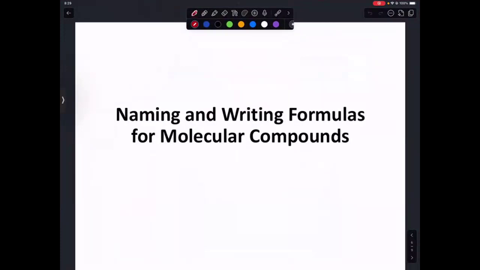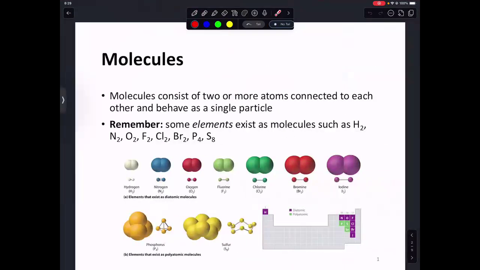In this video, we are going to learn how to name and write formulas for molecular compounds. Now, from the name, you can guess that molecular compounds are made up of molecules, and molecules usually consist of two or more atoms connected to each other via chemical bonding and behave as a single particle.